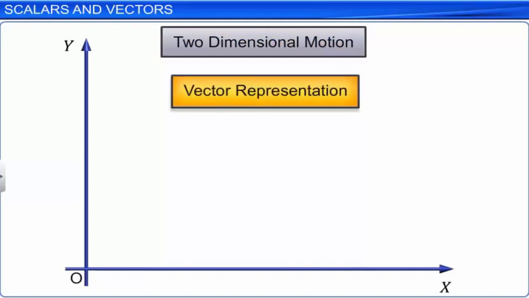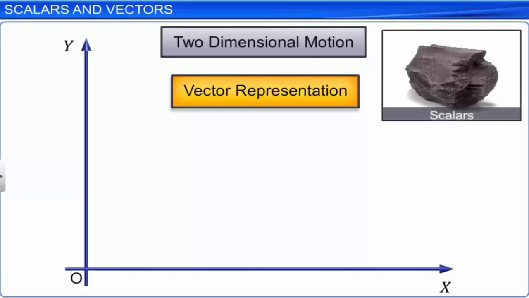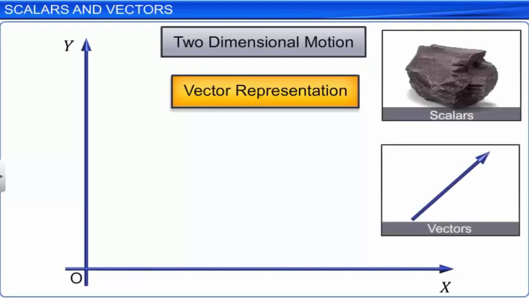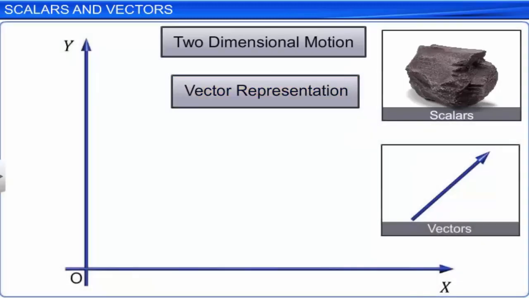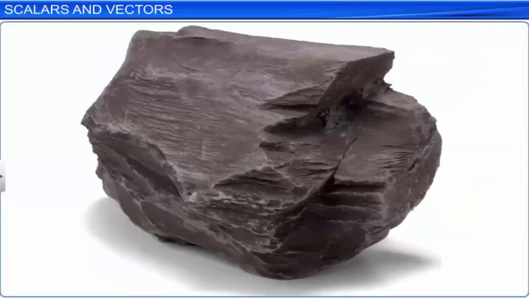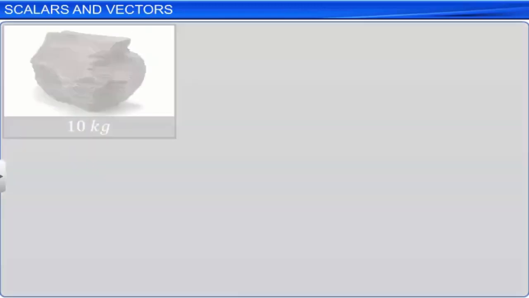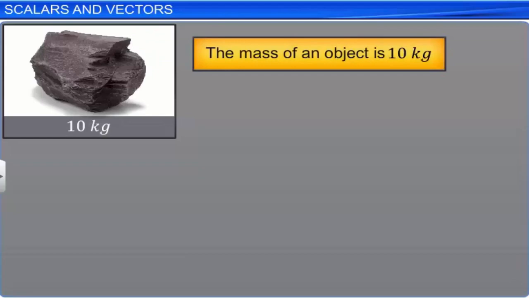Let us start with scalars. Entities described completely with the help of a number, along with its unit, are called scalars. The mass of an object is 10 kg. This description is complete, and you do not need to add to it to identify it. Similarly, the distance between point A and point B is 20 centimeter, is a complete description.